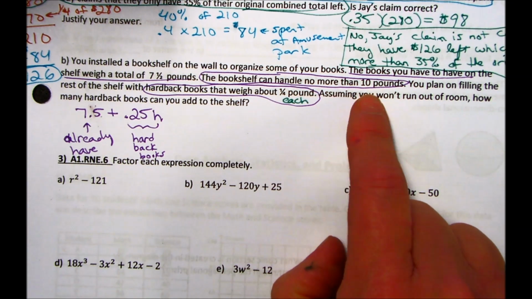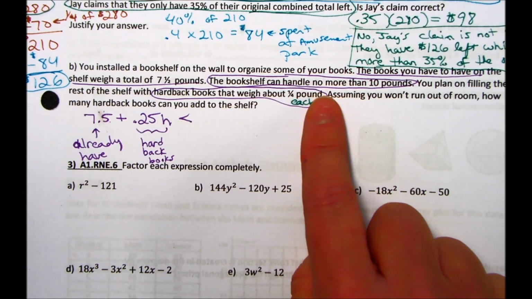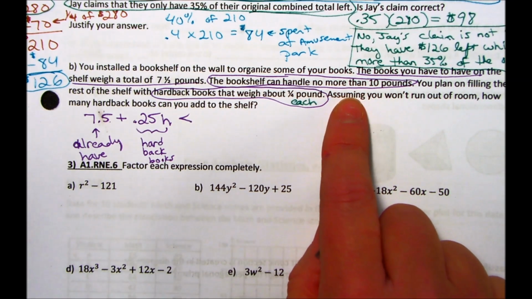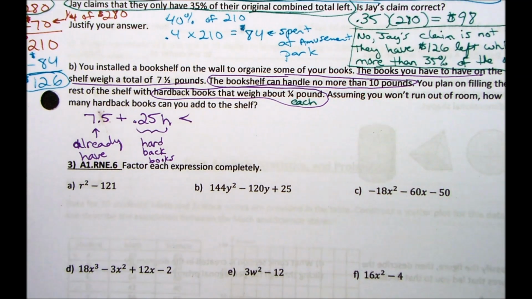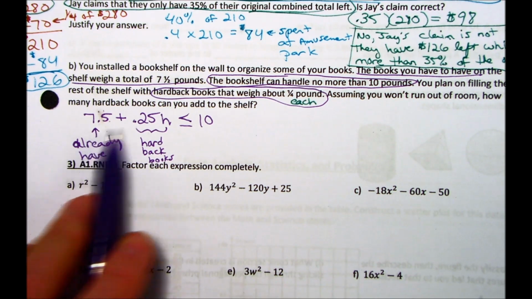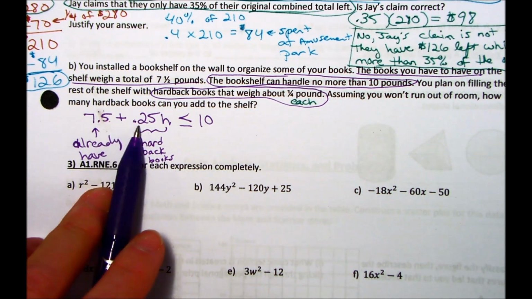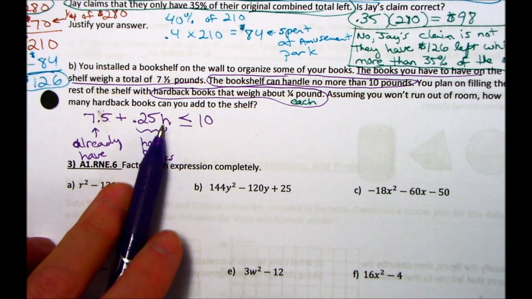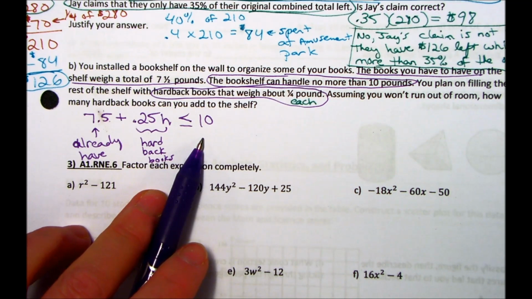And then it says no more than. So if it cannot be more than 10 pounds, then it has to be less than. However, if you read this expression and you think about what it's saying, if it says no more than 10 pounds, could it equal 10 pounds? Yes, it could actually equal 10 pounds also. So here's the inequality that I would have set up. So the 7.5 pounds I already have plus the 0.25 or 1/4 of a pound per hardback book, that total amount has to be less than or equal to 10.